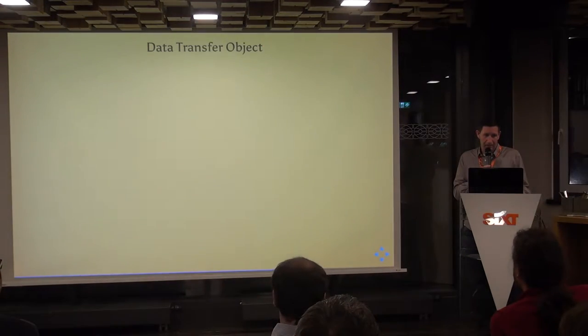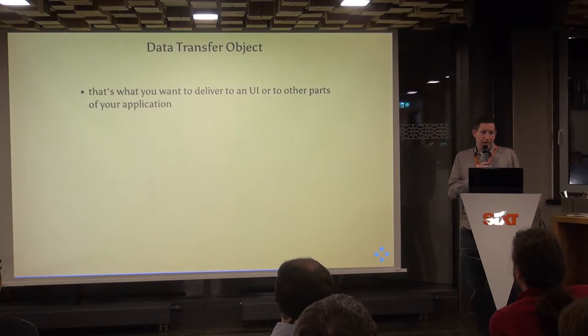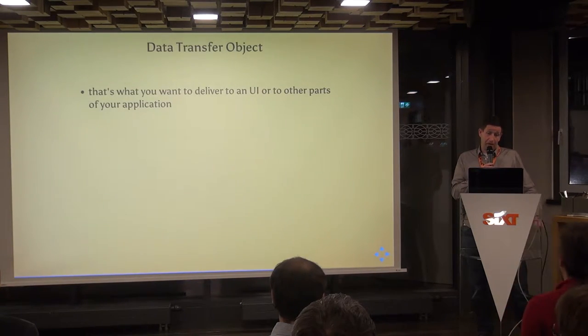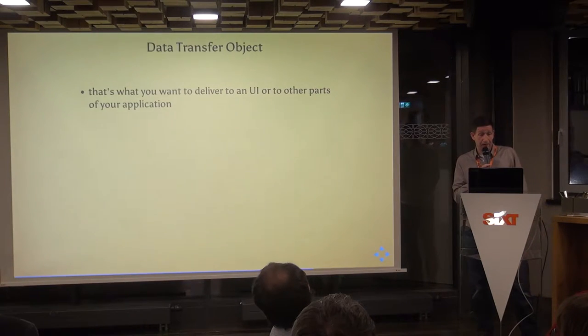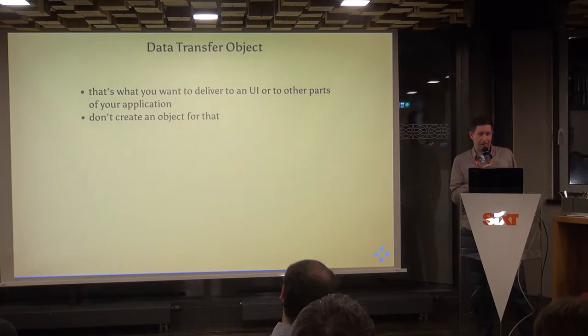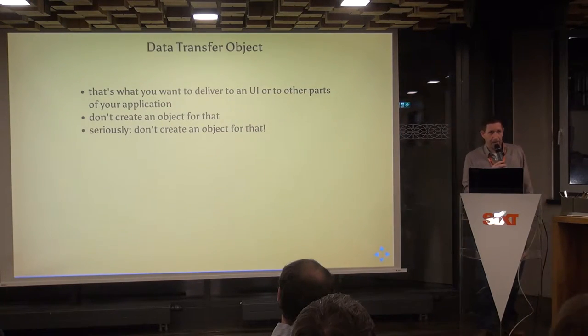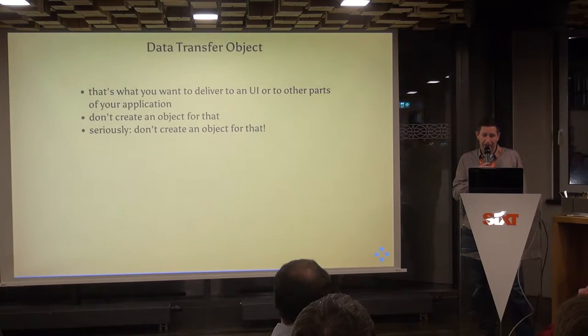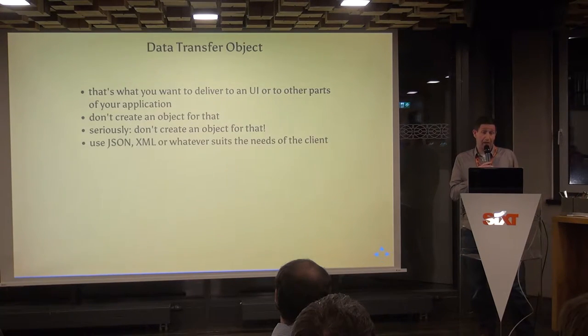What's a DTO, data transfer object, another DDD term? Yeah, that's what you want to deliver to the UI or other parts of the system, or the application. I would really not create an object for DTOs. Seriously, I would not do that. And with the approach I just showed, it would be totally useless. We already have JSON that we can deliver. But putting that into DTO objects is just total overhead and overkill. So use JSON or XML or whatever suits the need of the client.